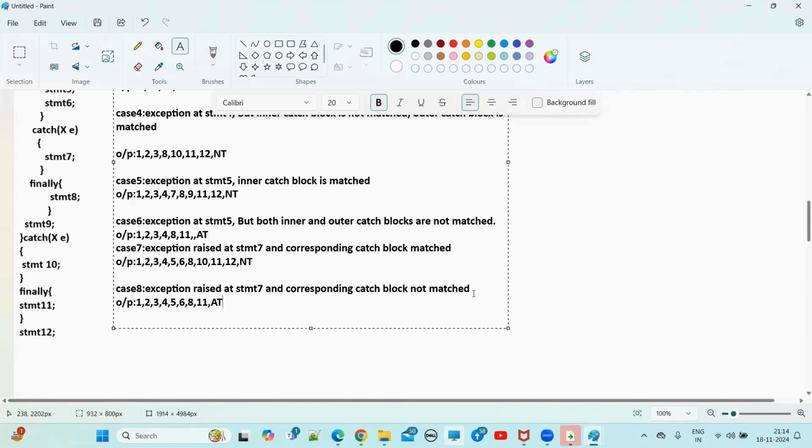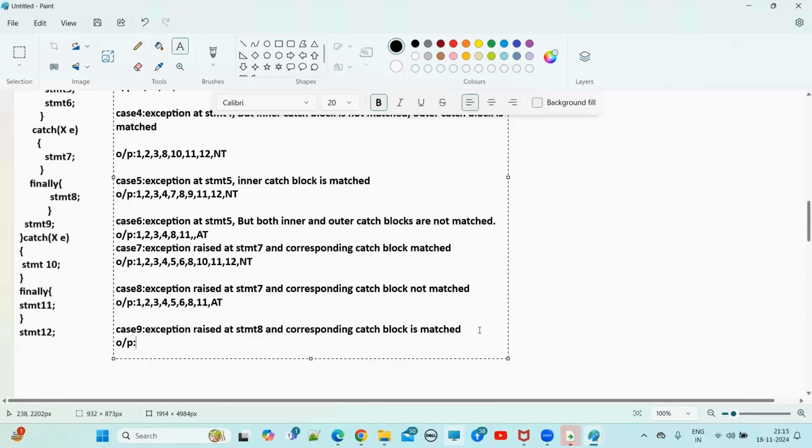Okay. Fine? Now case 9. Exception raised at statement 8, and the corresponding catch block is matched. At statement 8 the exception is raised and the corresponding catch block is matched. What is the corresponding catch block here for statement 8? Outer catch block, right? Statement 10.